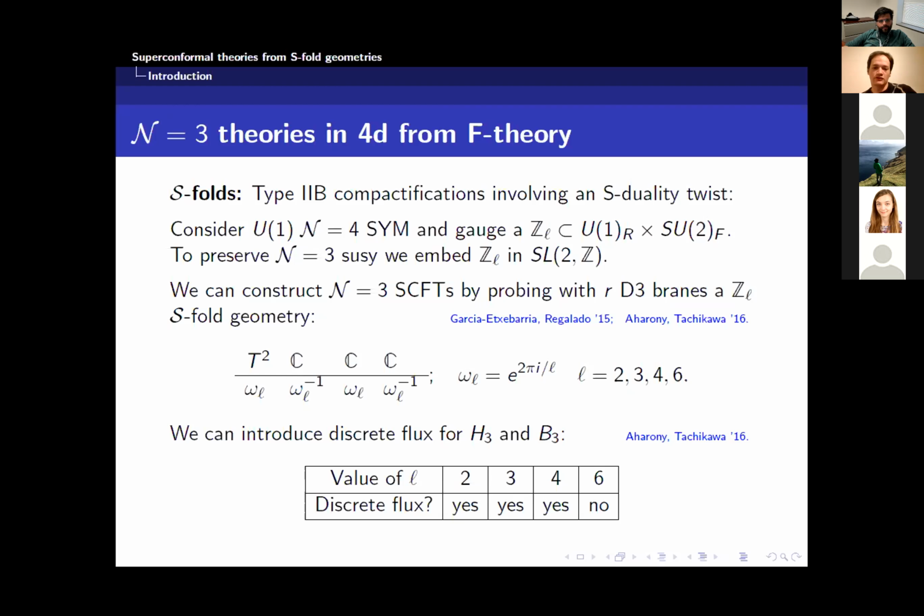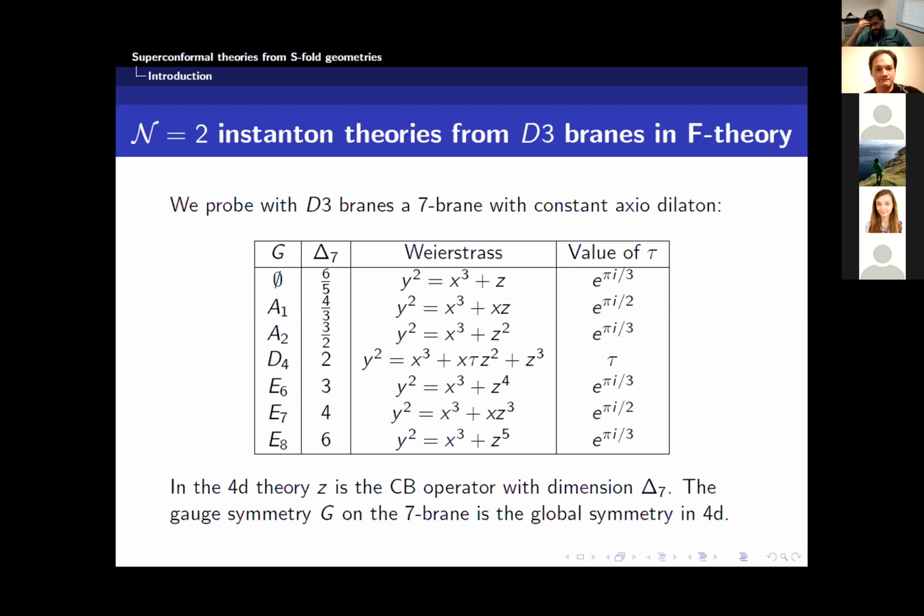So for L equal 2, 3, and 4, the N=3 theories I get come in two variants. As we will see, this survives the introduction of 7-branes, which is the thing we are going to discuss next. Okay, so 7-branes with constant axio-dilaton.